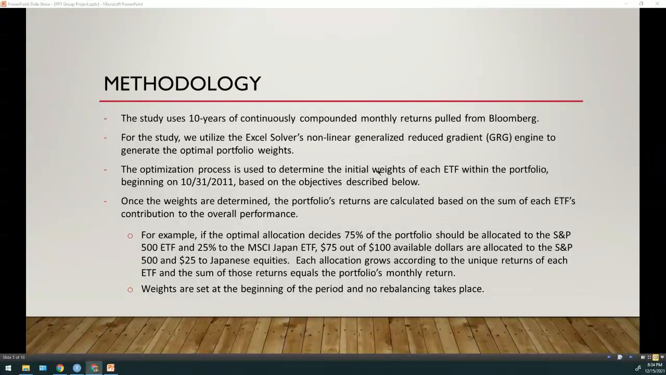And again, it's not rebalanced. It's set once at the beginning, and then each individual return structure essentially dictates what type of drift gets put into the portfolio in terms of the overall weights over time.